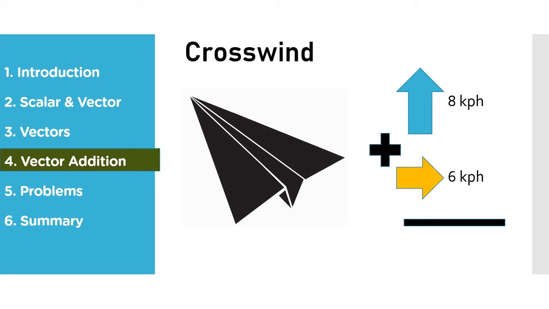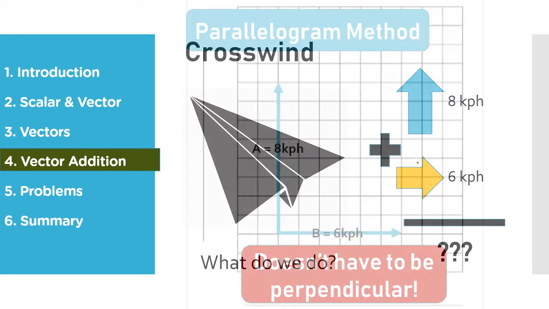A crosswind situation is something a little bit different. So let's say the plane is traveling forward at 8 kph and the wind is blowing that way at 6 kph. Does it go directly north? Well, it does not. It doesn't even go directly to the right either. So what do you do when you have a crosswind?